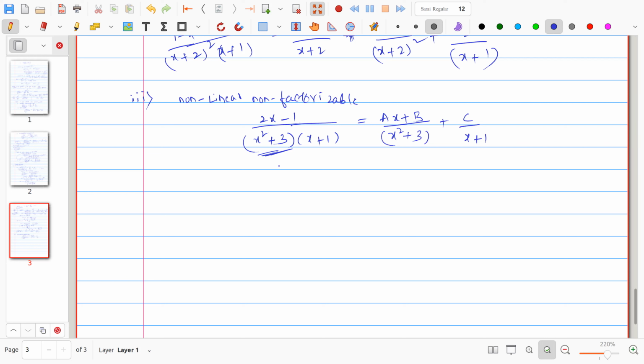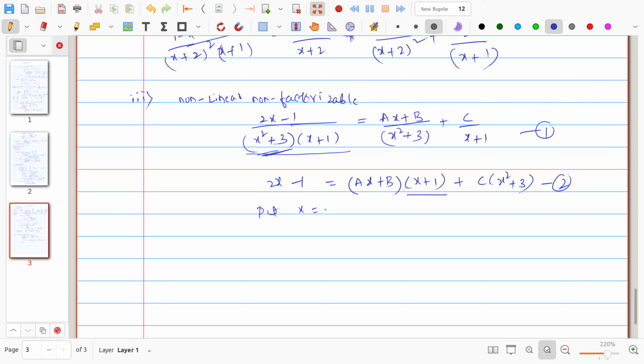What is the LCM here? The LCM is this whole term, x square plus 3 times x plus 1. Then I will write 2x minus 1 equals ax plus b into x plus 1, plus c into x square plus 3. Is it right? Correct. Then the term x plus 1 is there, and we have only one value to put here. Call this equation 2 and the earlier equation 1.